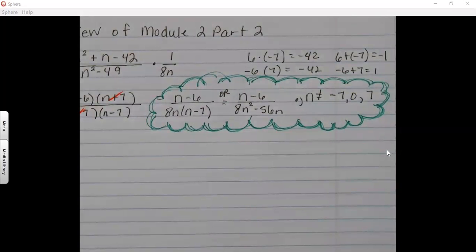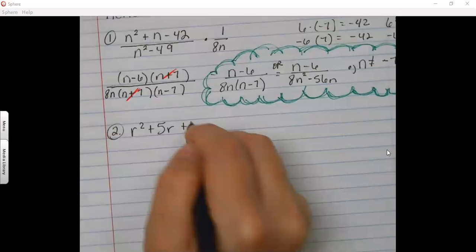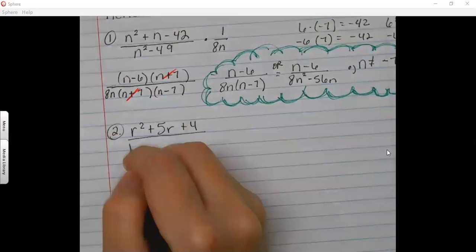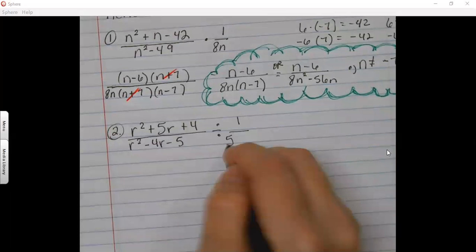Okie dokie. Let's look at number 2, dividing rational expressions. So number 2, I'm going to write that on my paper. And I can't remember if we've had any Khan Academies to do since our last test. I'm not sure, I'll have to look, but if so, make sure yours is done.